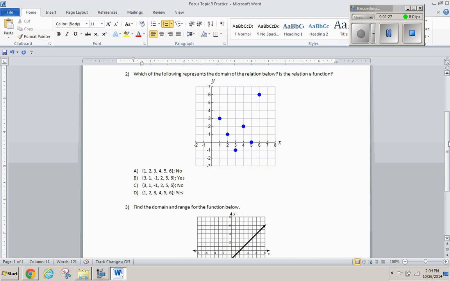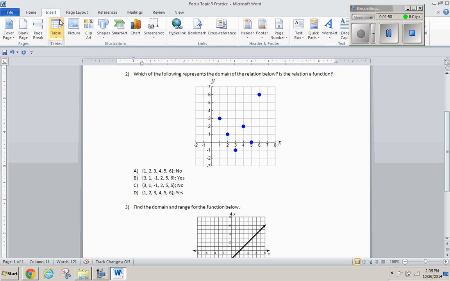Okay? Number 2, which of the following represents the domain of the relation below? Is the relation a function? Let's look at the second part first. Is the relation a function? Whenever we have something graphed, there's a specific test we can use to tell whether something's a function, and it's called the vertical line test.